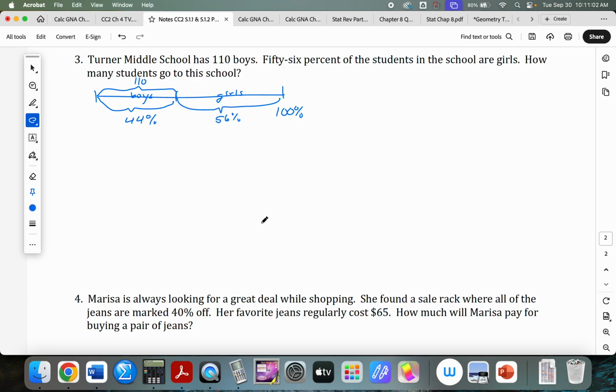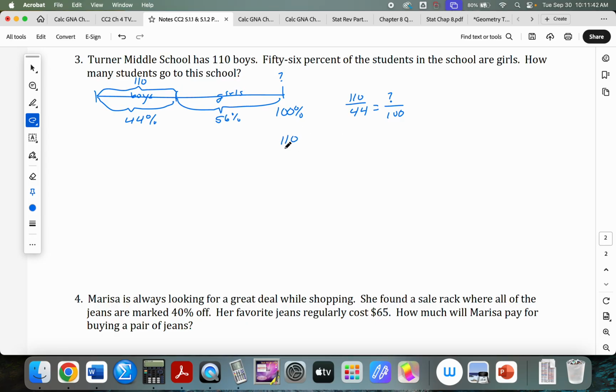And what am I looking for? Right, so I want the total, yes? I want the whole thing, so this is where my question mark goes. If I wanted to know how many girls there were, I'd put my question mark here. So now let's set this up. The 110 over 44 equals something out of 100. Again, reduce. If you don't reduce, you make this really, really hard.